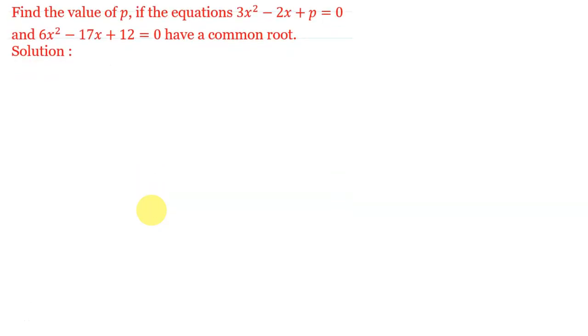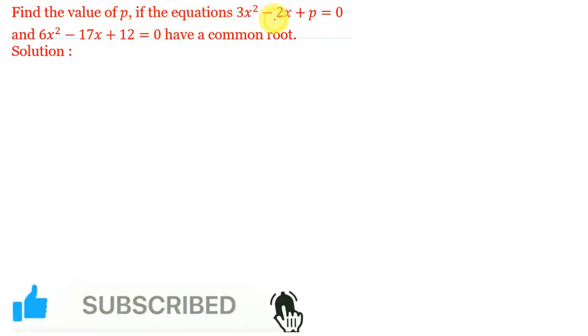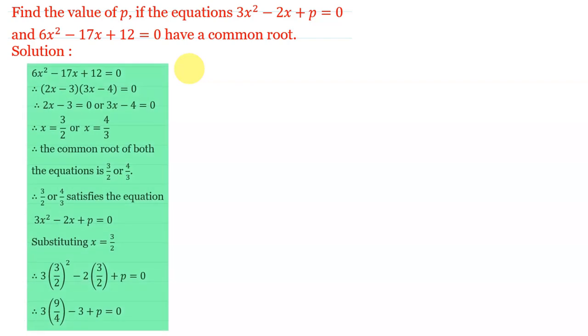Now the next question. Find the value of p if the equation 3x square minus 2x plus p is equals to 0 and 6x square minus 17x plus 12 is equals to 0 have a common root. Okay, I will solve this example. We are going to solve the second quadratic equation.